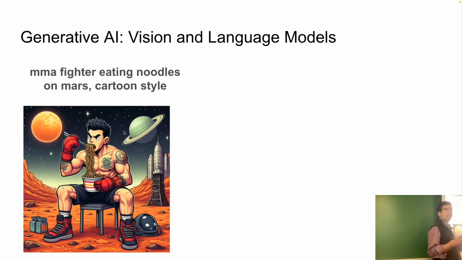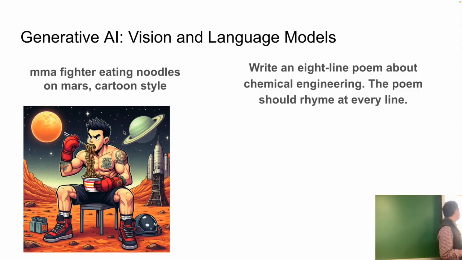It's a very weird thing to imagine, right? This image doesn't exist anywhere in the world. No artist made it. But still, with just one text prompt, the AI could make it. That means these systems understand what an MMA fighter looks like, what noodles look like, and what Mars looks like. And they actually combined it together and made an image. That's why these systems are very powerful, that they can imagine things and make things which do not exist.